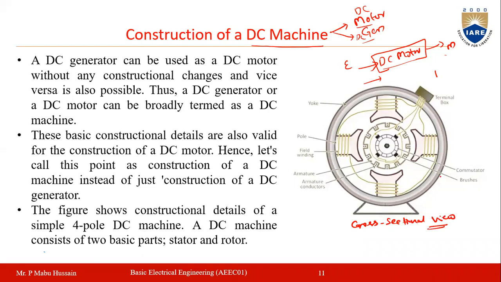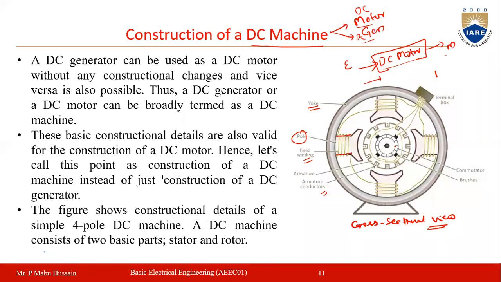Okay, so this is the cross-sectional view of a DC machine. If you observe the main parts here, you have the yoke here and here. This is the pole, and on the pole you will have the field winding. Then inside you have the armature, and on the armature you will have the armature conductors or armature winding.